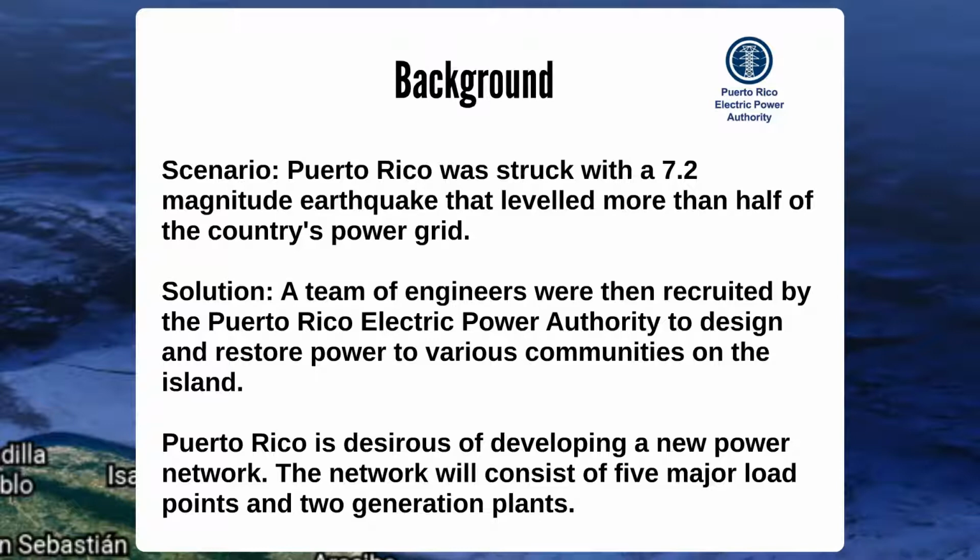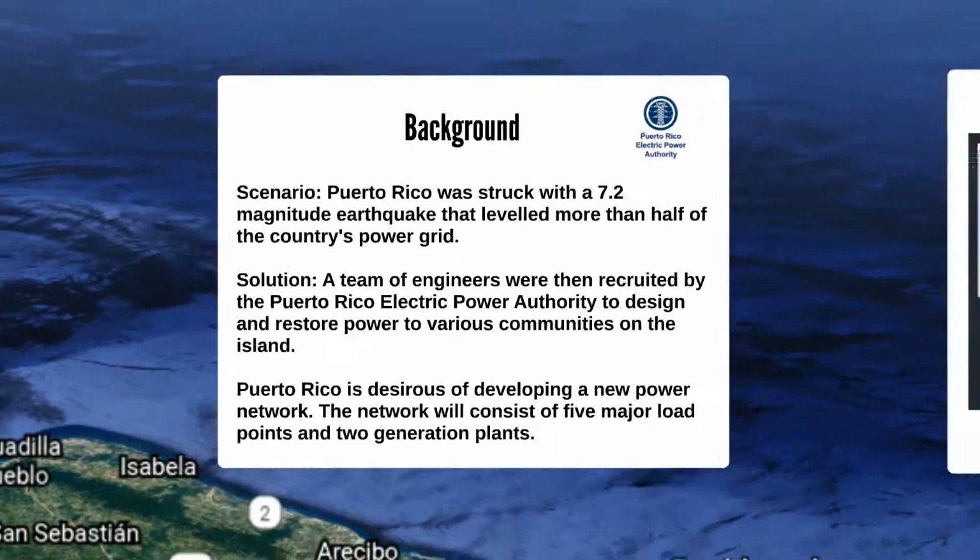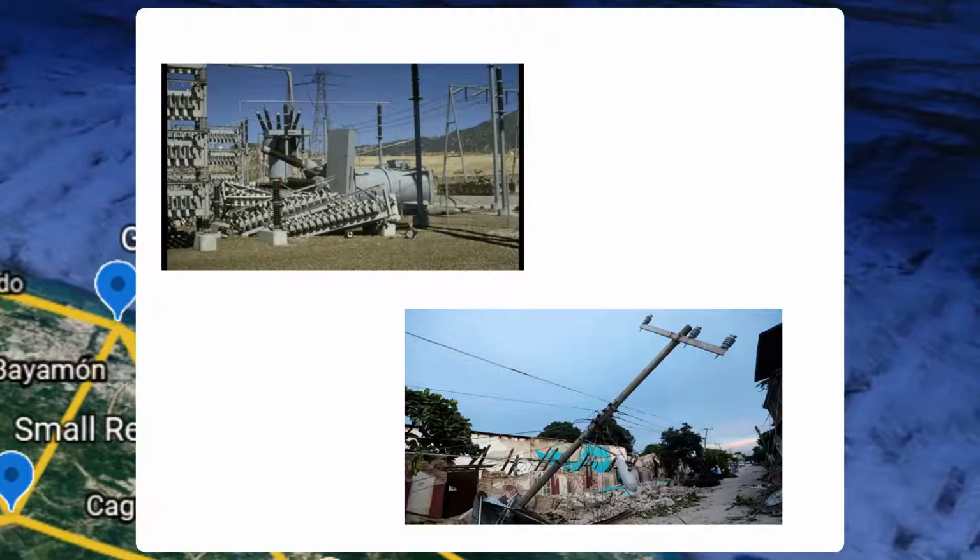The new power network that Puerto Rico is desirous of having is one that consists of 5 major load points and 2 generation plants. Shown right now are pictures of the damage done by this disastrous earthquake.